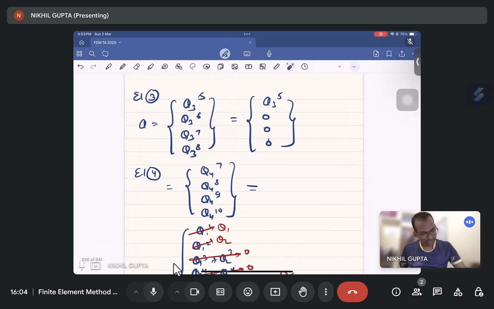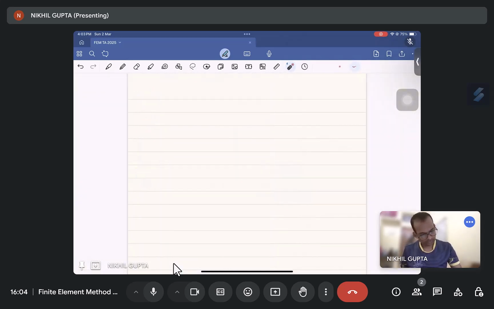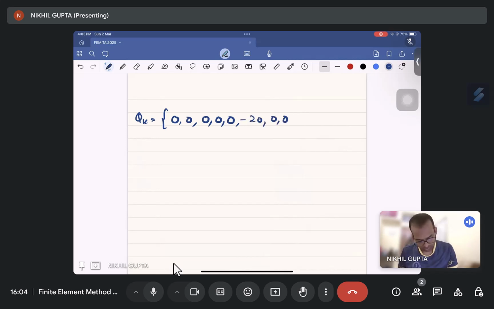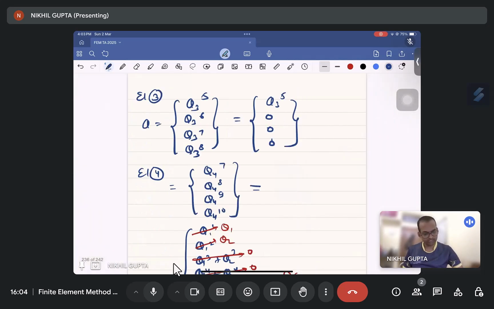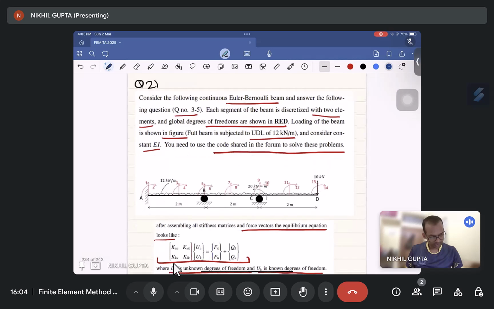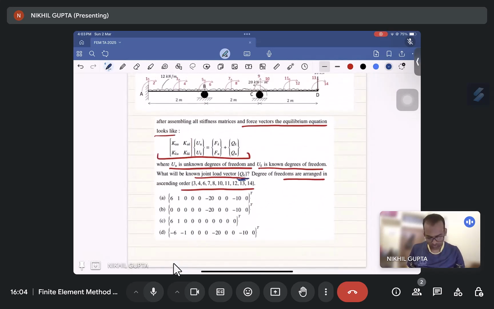So if we write Q of known, it will become 0, 0, 0, 0, 0, then minus 20, then 0, then 0, then minus 10 and 0, transposed. So this is the known Q vector which needs to be calculated in the question, and you see the solution is B.